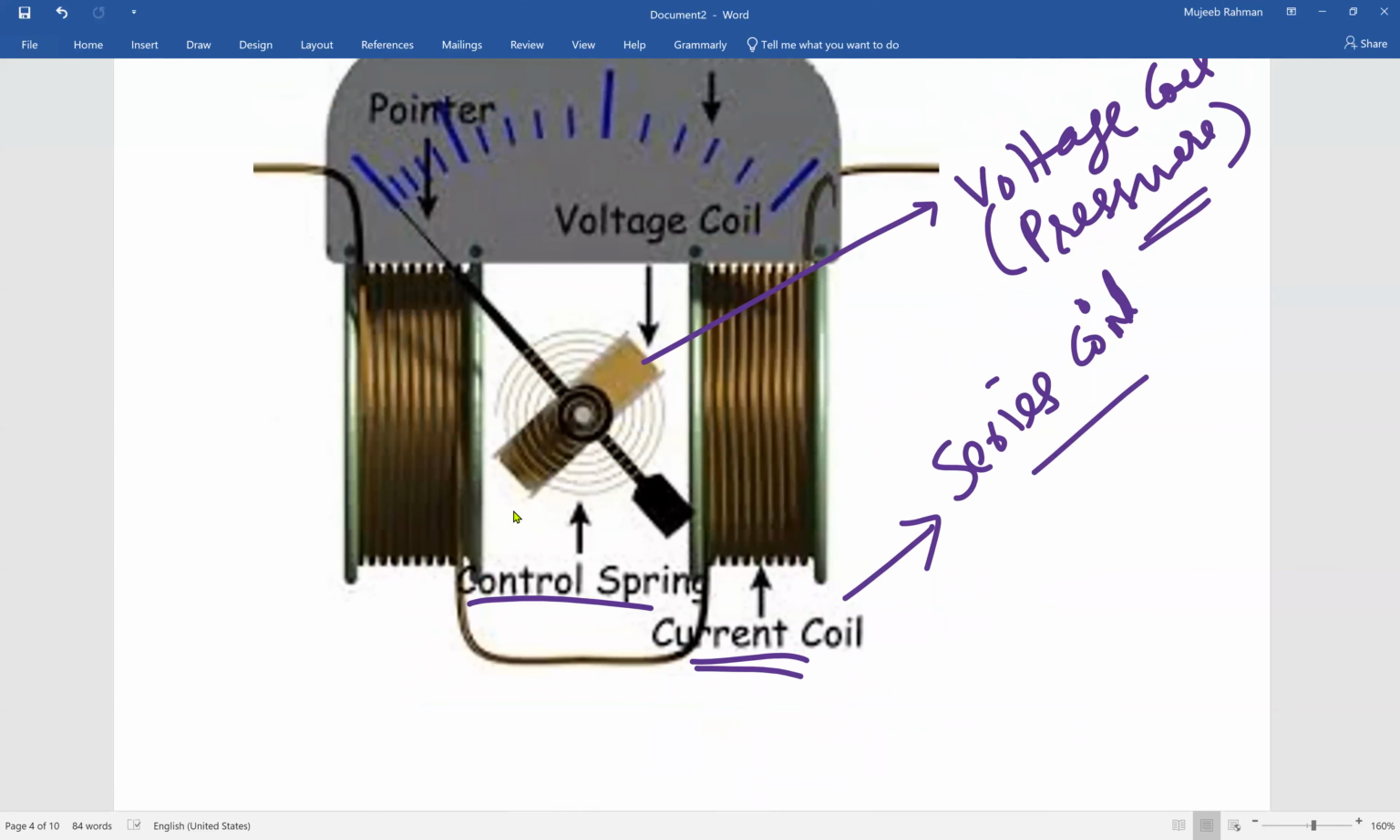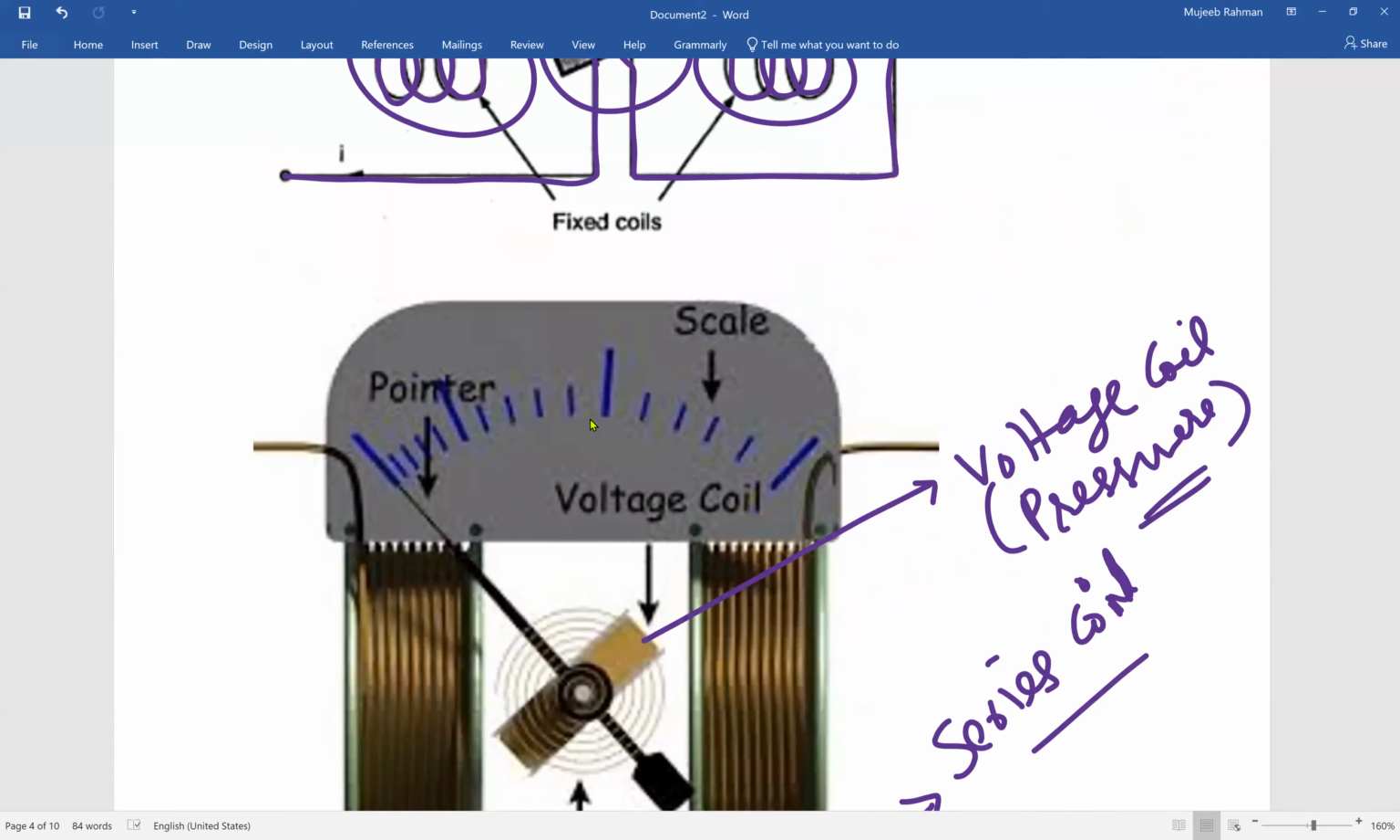In this particular mechanism, the control springs act as the control, providing the control torque, and the frame of this voltage coil acts as the eddy current damper. So the rectangular frame will be acting as the eddy current damper, whereas the spring will be acting as the control spring.